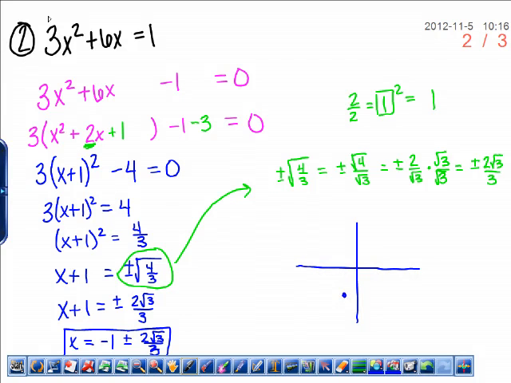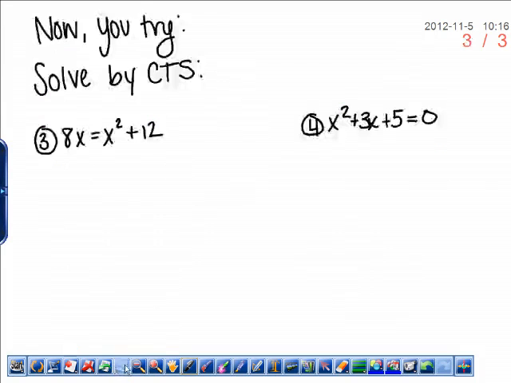Look at your a value. What's your a value? 3. Which way does this graph open? Up. So doesn't it make sense that we have two real solutions? Yeah, because how many times does it cross the x-axis? Twice. Okay? All right. I would like for you to try these.